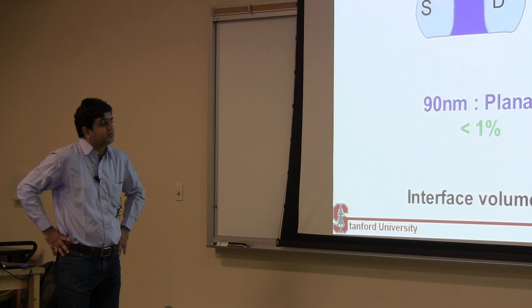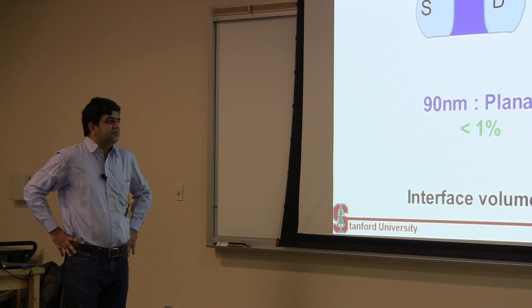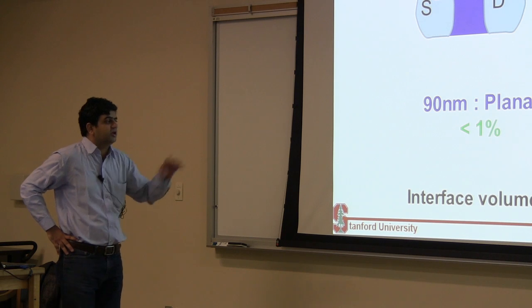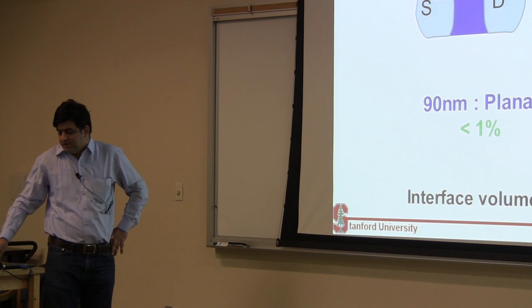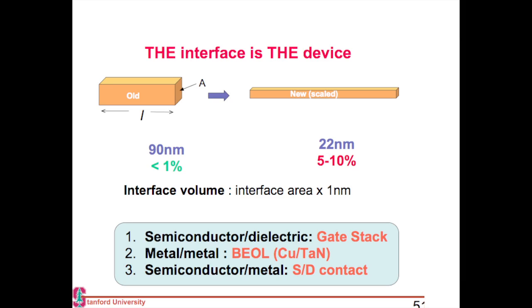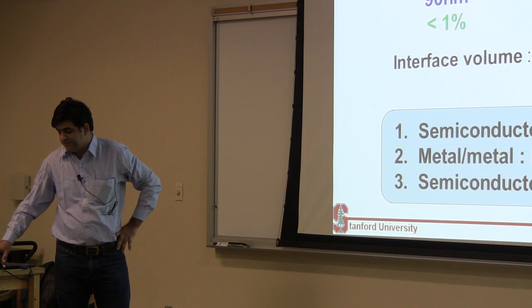Some people use it as an opportunity. There are devices which leverage this phenomenon. Topological insulators are one. Metal oxide-based transistors are one. But we are not covering that in this course. But for the devices that we are covering in this course, it's becoming a major challenge. The same thing is happening in interconnects. If you talk about a 90 nanometer interconnect, the surface volume is just 1% of your total volume. In a 20 nanometer interconnect, the interconnect becomes skinnier and it becomes longer. So again, 5 to 10% of your volume is your interface.